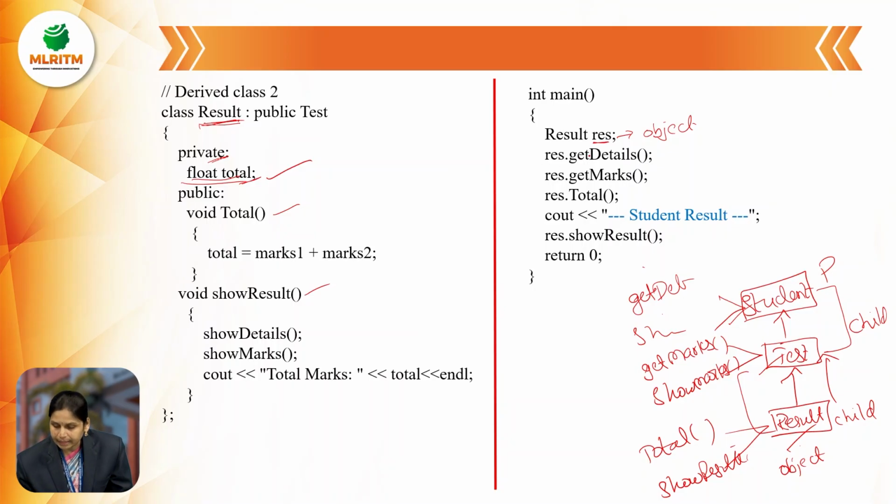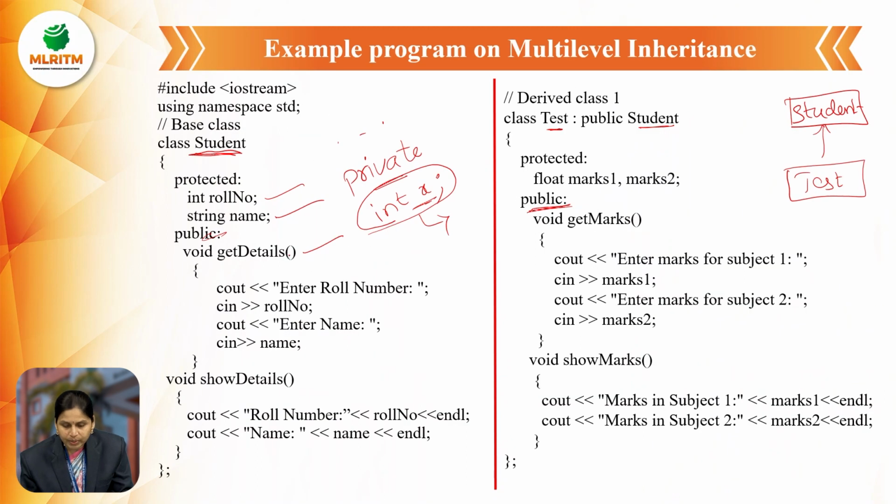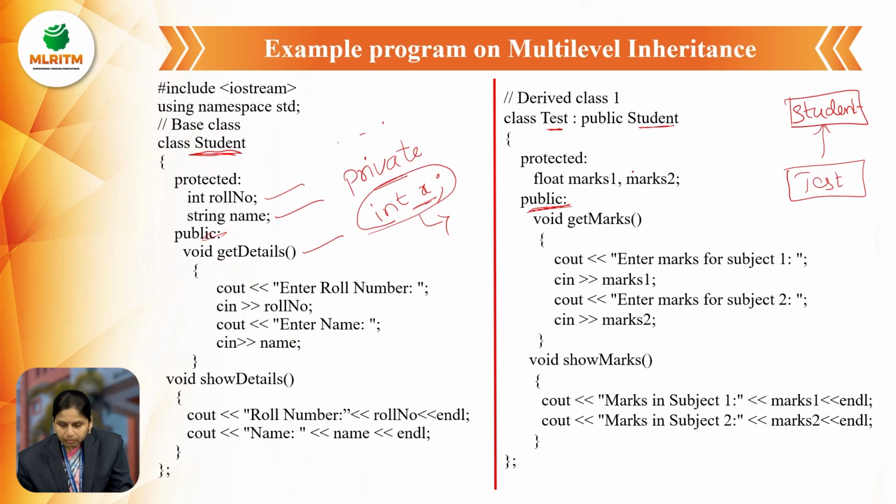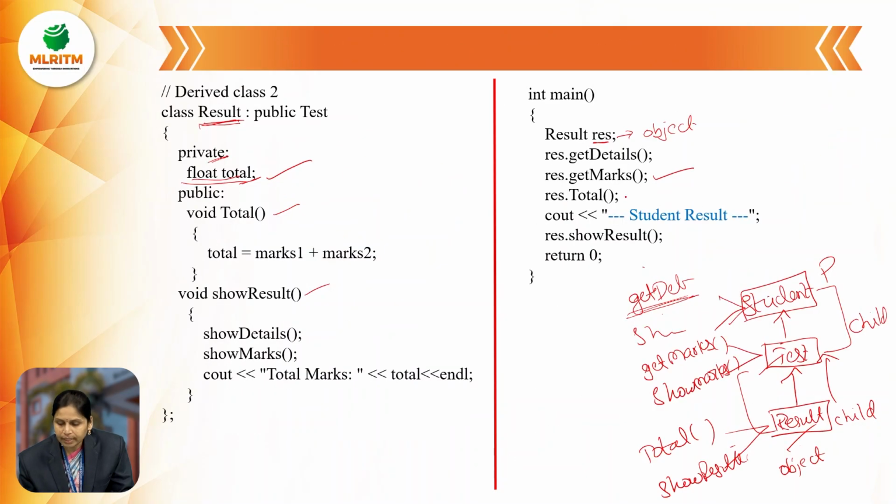Result dot get details: get details is a method from the student class. It directly goes to the student class and executes the get details method. By using this method, we can read the roll number and name input values. Next, by using this object RES, we can call the method get marks, which is defined in the test class. By using this method, we can read the two subject marks.